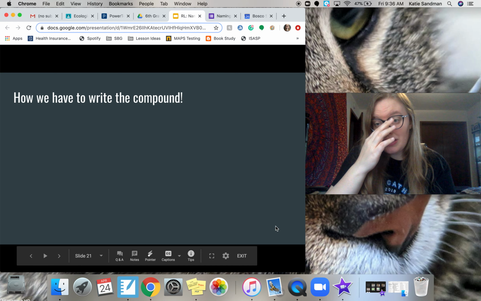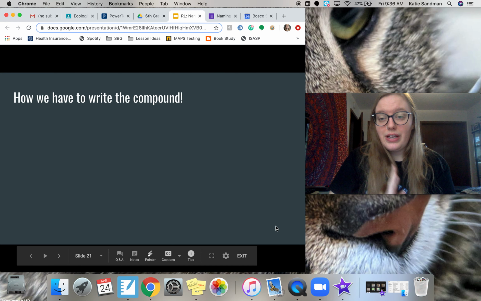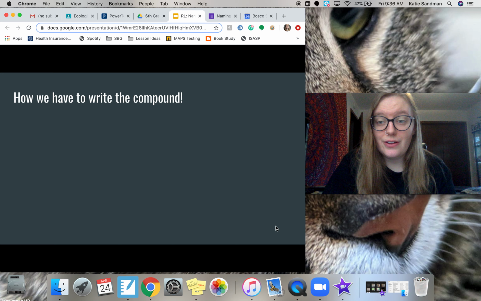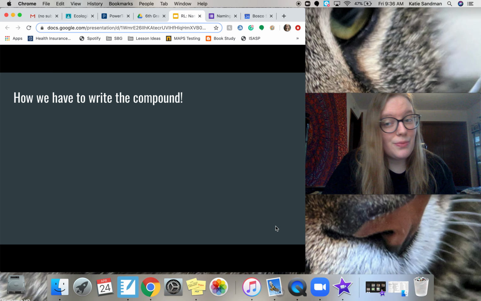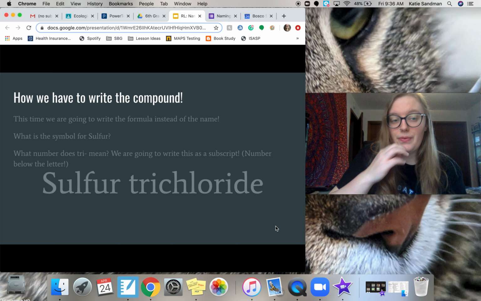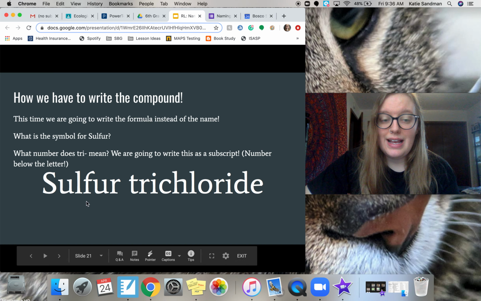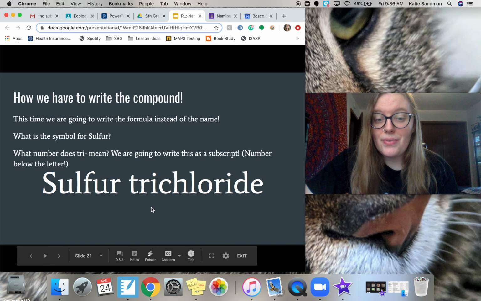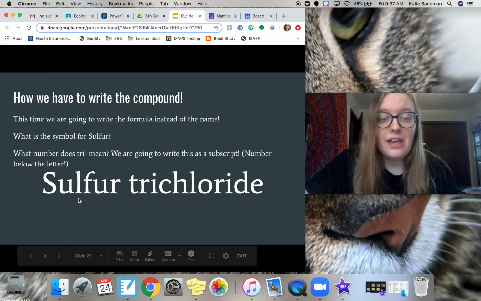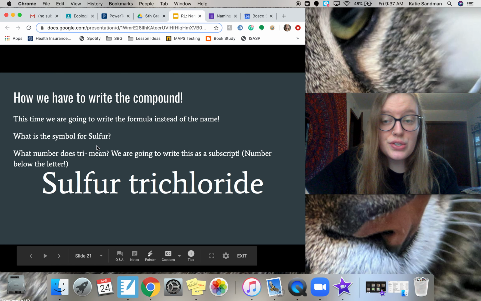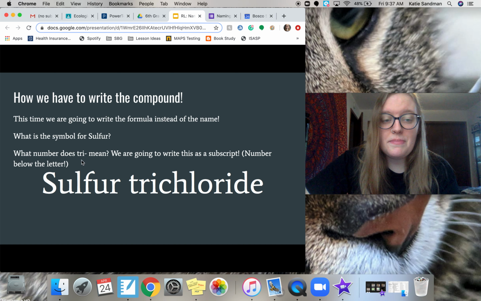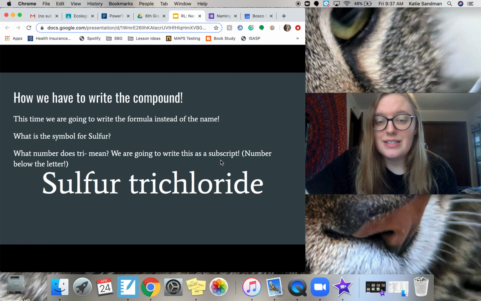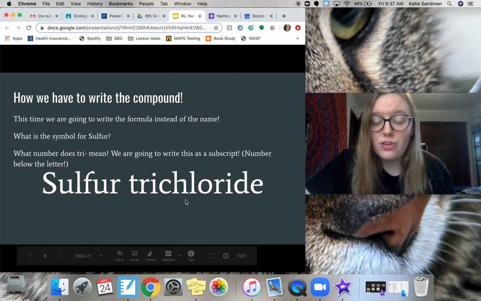With this one, we don't need to worry about whether the compound is binary ionic or binary molecular. We're just going to write it out no matter what. So this time we're going to write down the formula instead of the full name. Instead of writing out sulfur trichloride, we are going to write it with the symbols and the number for our prefixes. First, we need to think of what the symbol is for sulfur, and then what number tri means. We are going to write this as a subscript, the number that is below the letter behind our chloride here.